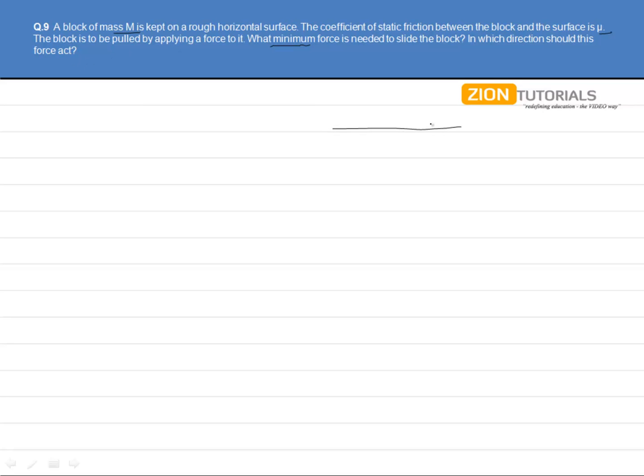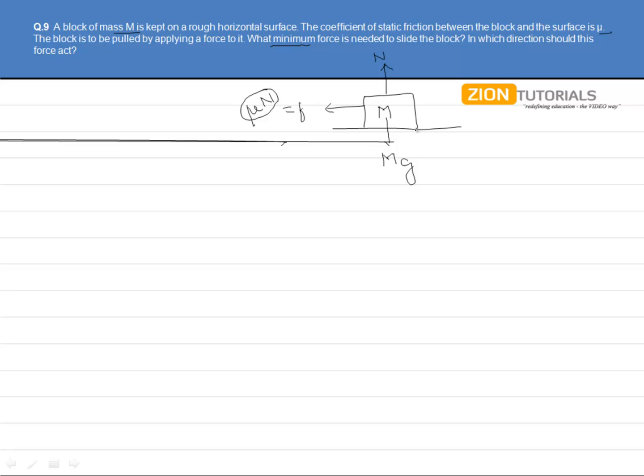Let us draw the diagram for this block. Then we have a block of mass m having a normal reaction N, an mg force in the downward direction, and a frictional force of magnitude mu N in the left direction. Now, people often make the mistake of saying a force F equal to friction will be the minimum force. But note that is the force only when we have the restriction to apply only a horizontal force.